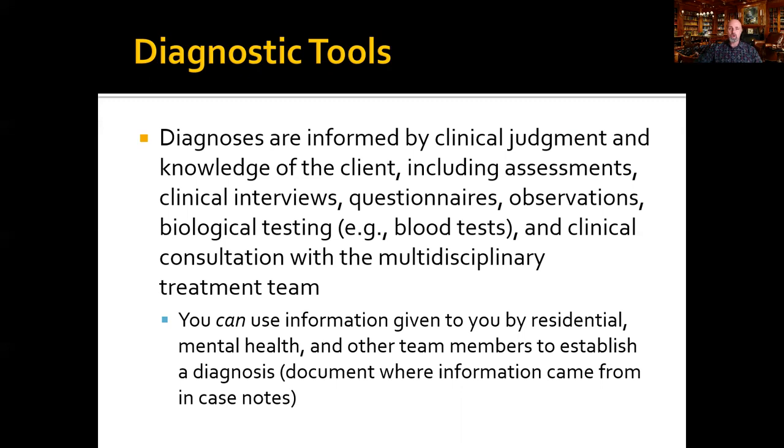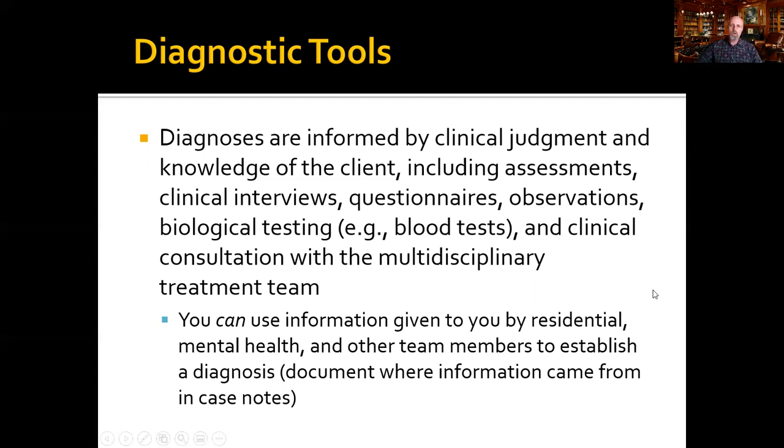When I say clinical judgment, that'll include previous information you have from assessments. Maybe you got previous medical records from the client's last treatment facility, material you get out of the clinical interviews that you do with the client, questionnaires the client fills out, observations, biological testing like UAs and things like that. Clinical consultation with a multidisciplinary team. So they may have information that you don't otherwise have, or information that may conflict with something that the client told you, and you'll use that to try and determine, do they meet the criteria or not meet the criteria.